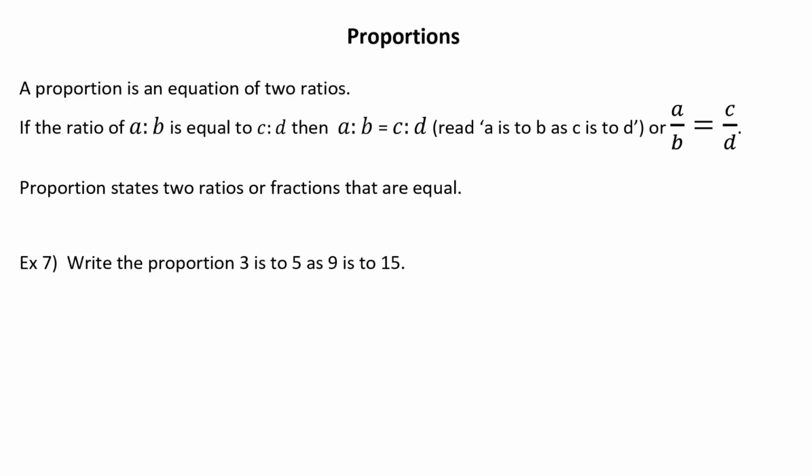Let's talk about what a proportion is. A proportion is an equation of two ratios. So here, if I have ratio A compared to B and C compared to D, I can create that into an equation. A is to B as C is to D.